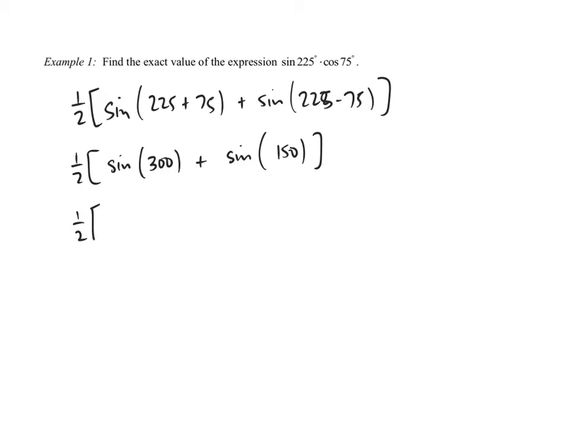So for sine of 300, I know that 300 is in quadrant 4, and so that's going to make the answer negative since sine is negative in quadrant 4. And then the reference angle is 60 degrees, and sine of 60 is the square root of 3 over 2. And then for sine of 150, I know that that's in quadrant 2, so that's going to be positive since it's sine in quadrant 2. And then the reference angle is 30, and sine of 30 is 1/2. And you are more than welcome to leave that as your final answer.